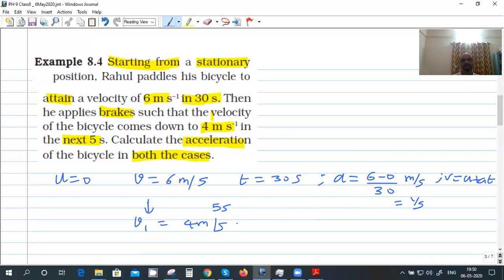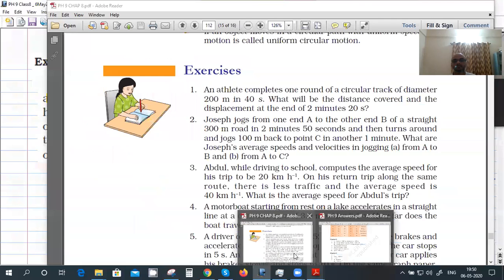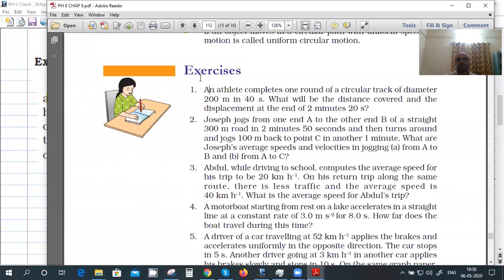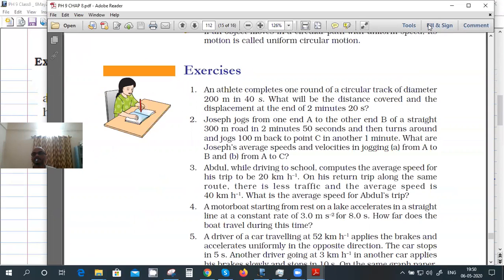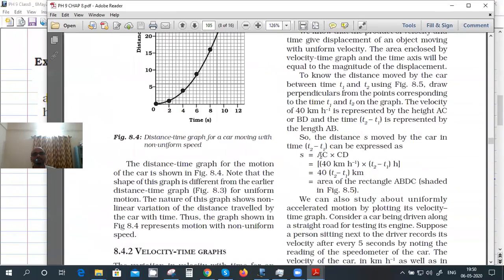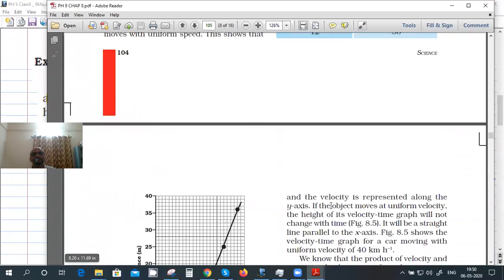And the second one, is it accelerating or decelerating? Decelerating at 2 by 5 meter per second square. Deceleration. Well, the acceleration would be minus 2 by 5 meter per second square. Okay, can you give the value? Minus 2 by 5 meter per second square acceleration. If you're talking about deceleration, then it's 2 by 5 meter per second square.